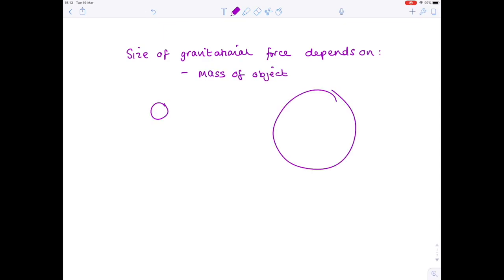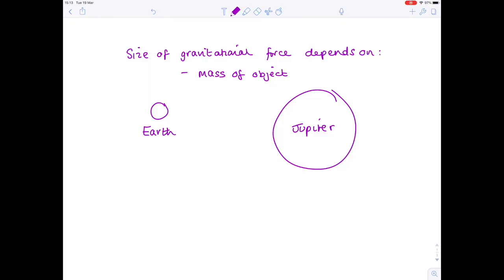So we know that the various objects in space are held in position due to the gravitational force. However, what does the size of that gravitational force depend upon? Firstly, the mass of an object. And this is why the gravitational force on Jupiter is much greater than that on Earth, because Jupiter is so much larger, it has a way bigger mass compared with Earth.